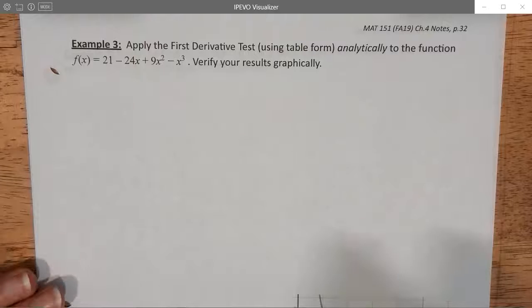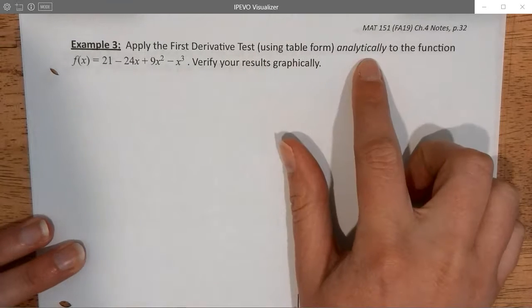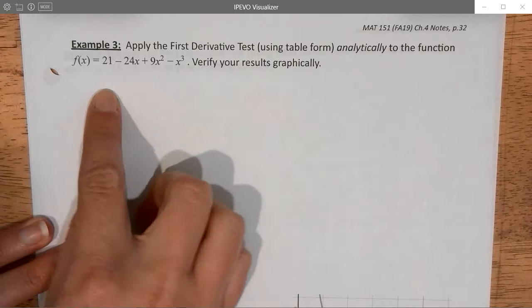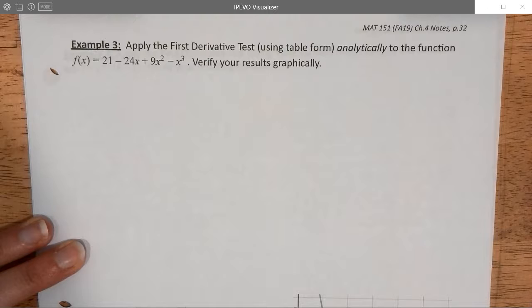In example 3, we get to apply the first derivative test using table form to analytically determine where this function has intervals of increasing, decreasing, and local extrema. Then we'll verify our results graphically.